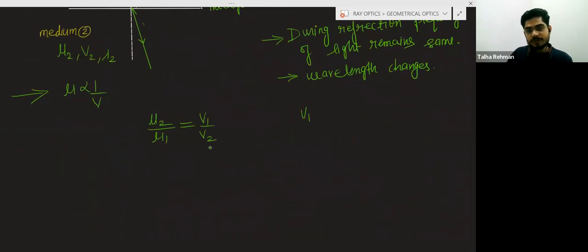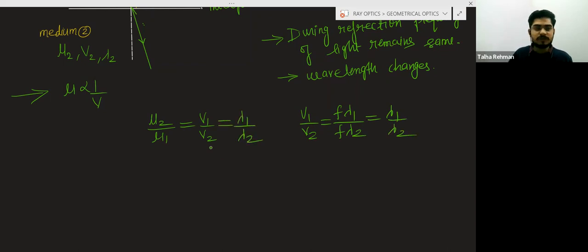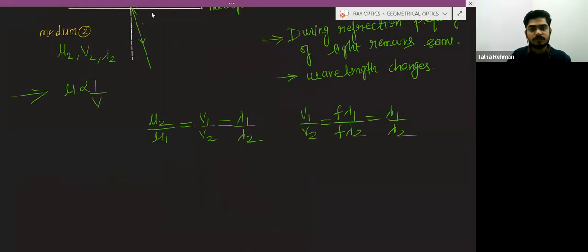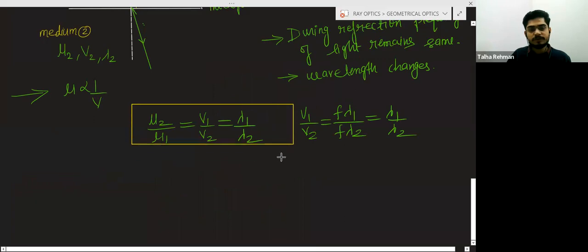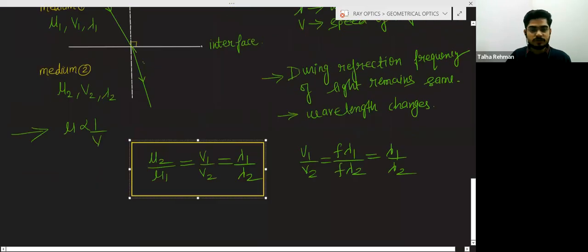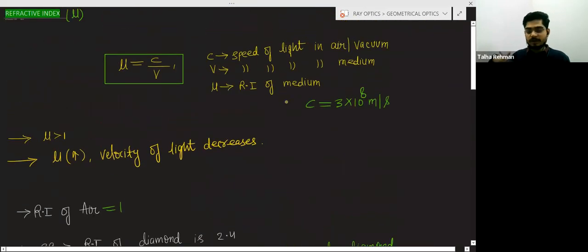So v1 by v2: during refraction the frequency is the same, so you write frequency into lambda 1 and frequency into lambda 2. So v1 by v2 can be written as lambda 1 by lambda 2. This relation will be followed during the refraction, and take the screenshot, and the rest of the topic we will discuss in the next class.